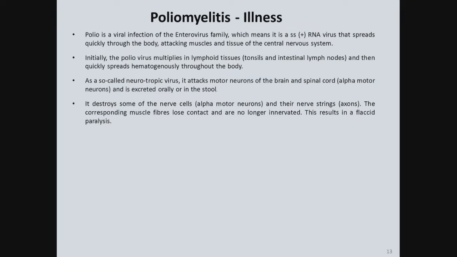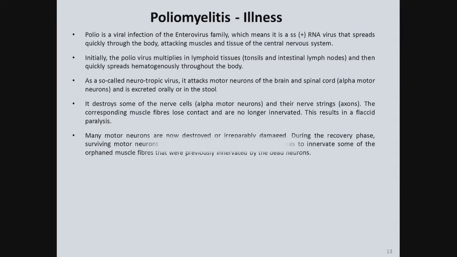It destroys some of the nerve cells, alpha motor neurons, and their nerve strings, the axons. The corresponding muscle fibers lose contact and are no longer innervated. This results in a flaccid paralysis. Many motor neurons are now destroyed or irreparably damaged.